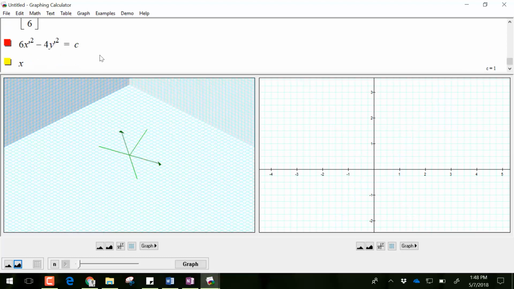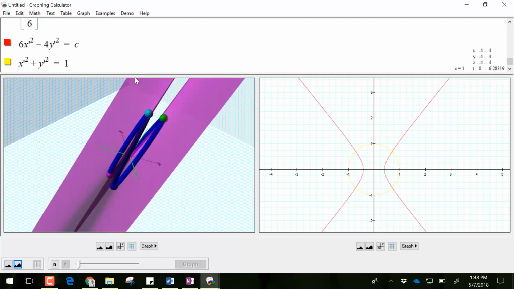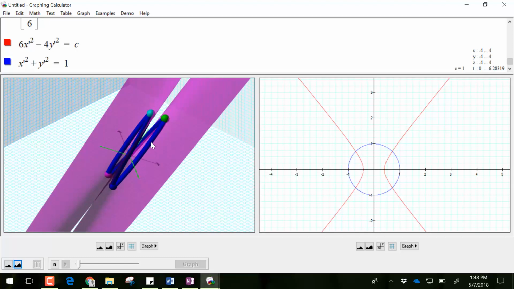So x squared plus y squared. I have to put the primes because I want to see this picture on the right side. This is your constraint. Yellow is not the best color for that. Your constraint is in blue.